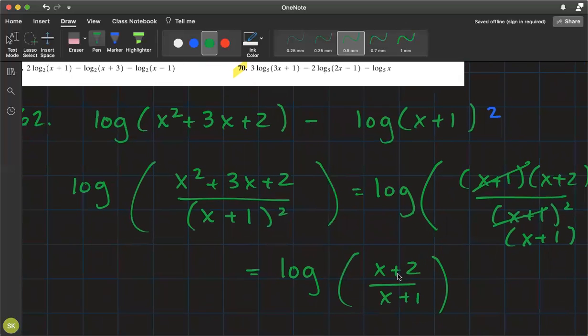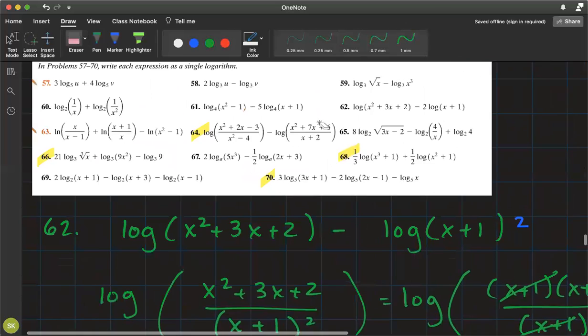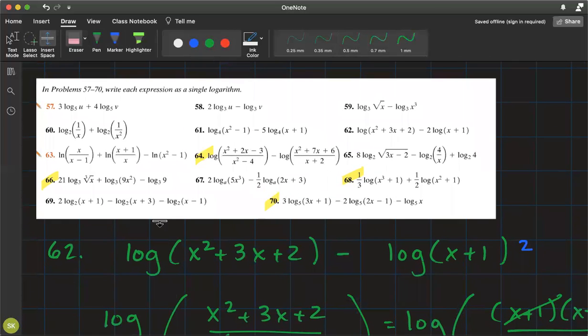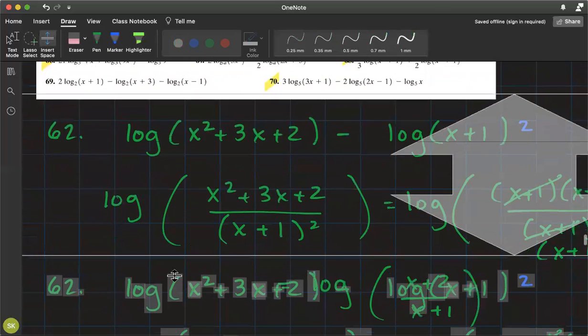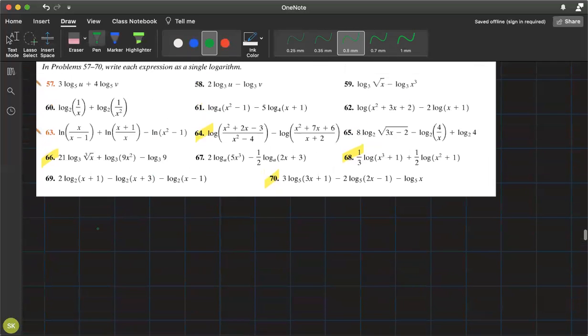So that's what this simplifies into. Okay, let's try problem 64. I'm not going to rewrite it. I'm just going to look at it right now.